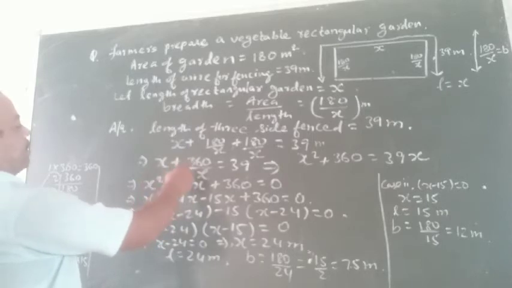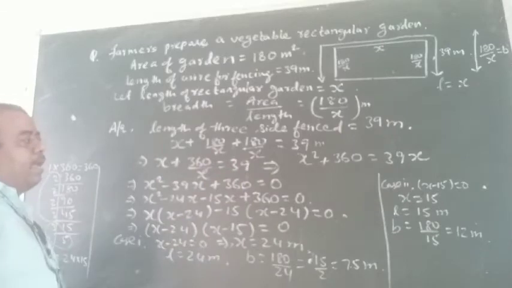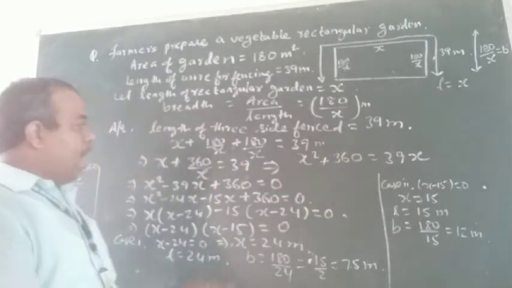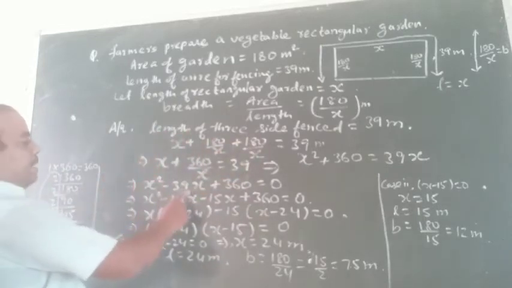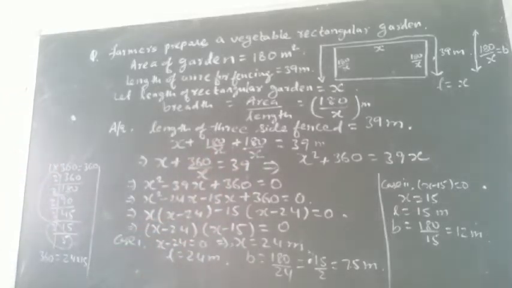x square plus 360 by x equals 39. x will go to this side, multiply. That means x square plus 360 equals 39x. I just put this 39x on the LHS. x square minus 39x plus 360 equals 0. Now the question is, how could we find the value of x?